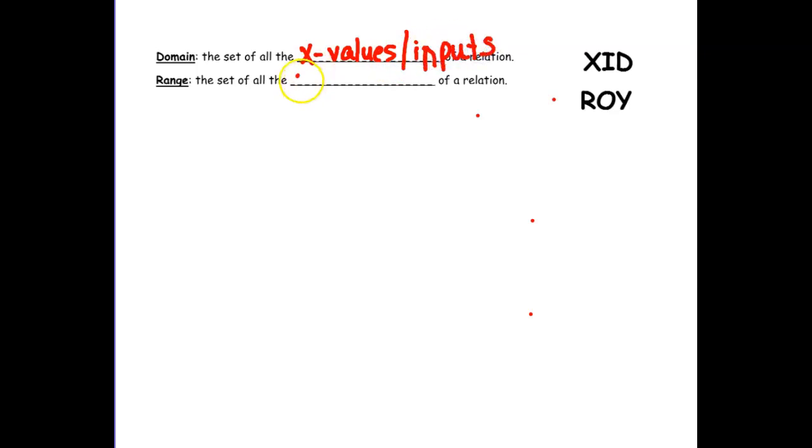Okay, the range is the set of all outputs. So the y values, and it would be the outputs. Think of this also as the x values are your independent variables and your y values are your dependent variables. We gave you this little acronym to maybe help you, DIXROY.